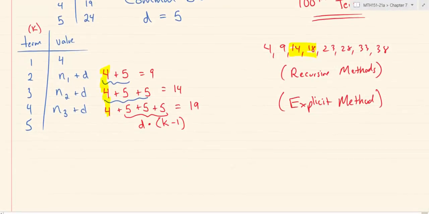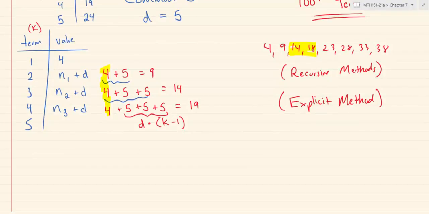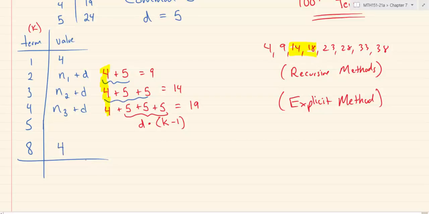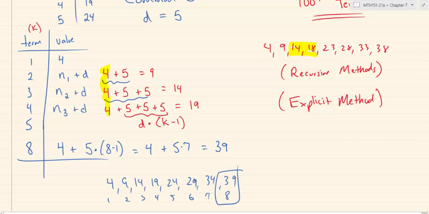So let's go down a little bit farther, and let's say we're looking at maybe the 8th term. If we've done this right, the 8th term should be 4 plus 5 times 8 minus 1. So that would be 4 plus 5 times 7. 5 times 7 is 35. 35 plus 4 should be 39. And we could do this out, it won't take very long. The 8th term is 39.